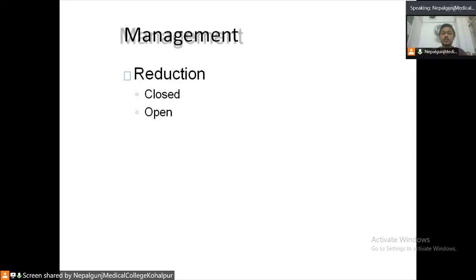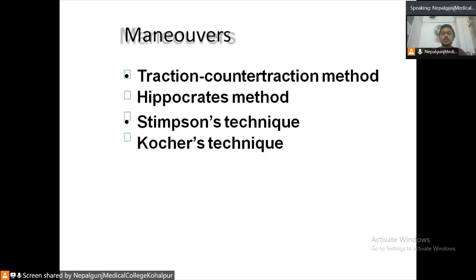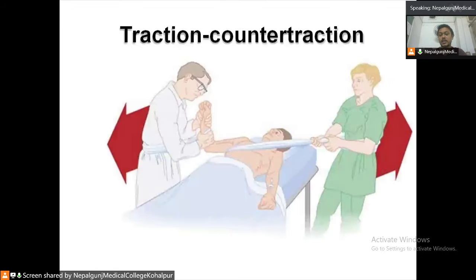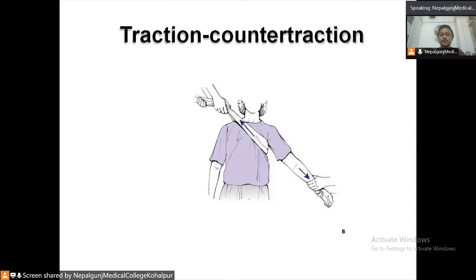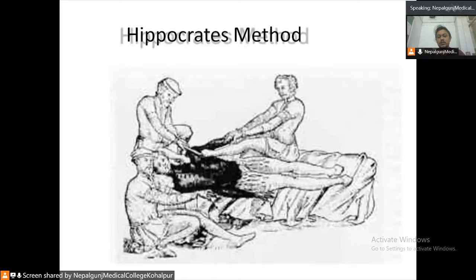So how can we reduce this? We can go for reduction, closed or open. There are a lot of maneuvers you can do: the traction-countertraction method, the Hippocrates method, Stimson's technique, and Kocher's technique. In the traction-countertraction technique, the resident applies countertraction and you apply traction on the line of deformity, and it will usually get relocated easily. So this is the exact method of traction-countertraction.